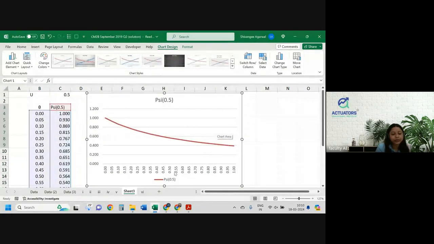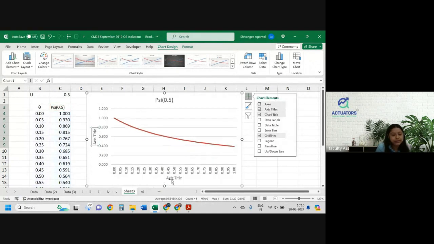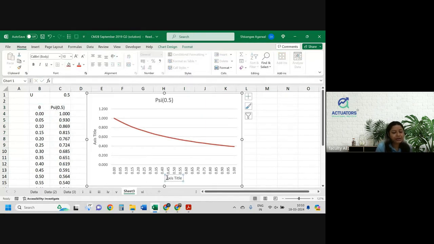देख लो, इसको मैं एक बार हटा देती हूँ. You can have your axis titles. This is, let me copy the symbol. Aap symbol bhi add kar sakte ho, aap words mein bhi likh sakte ho theta. Not an issue at all.